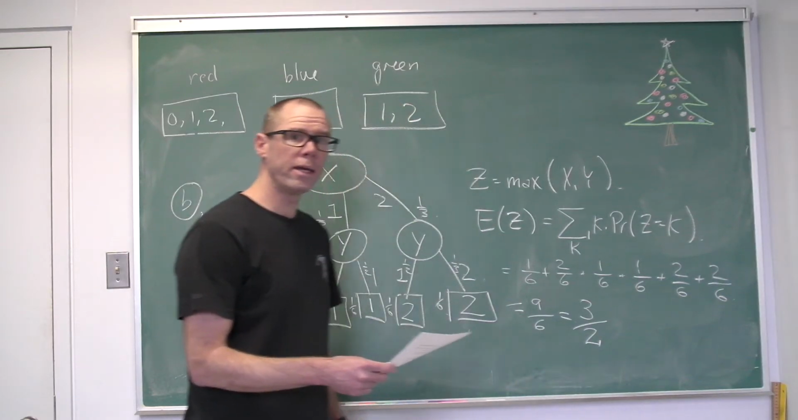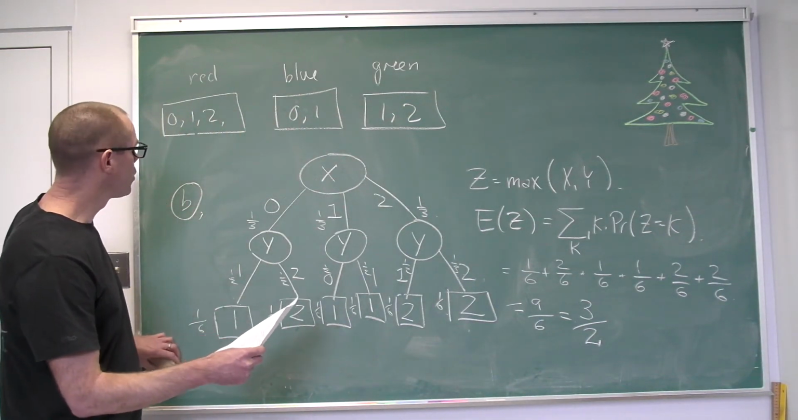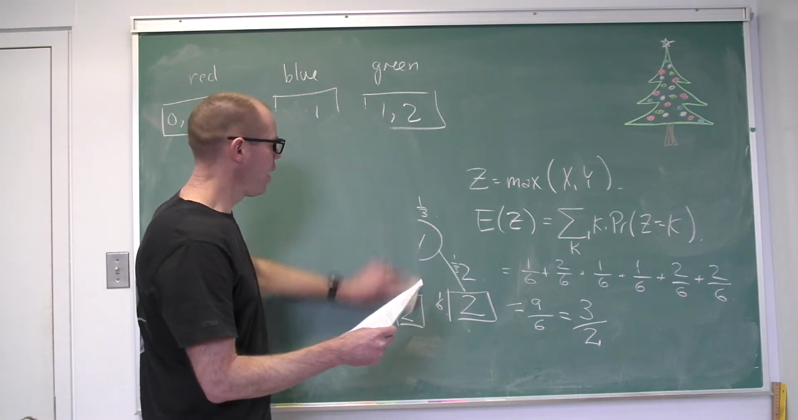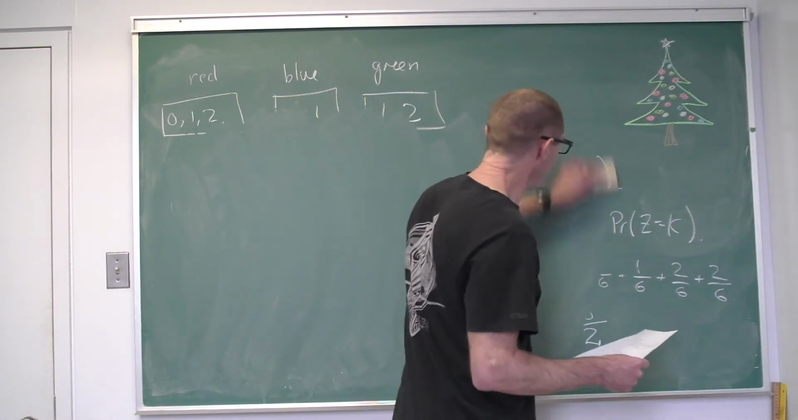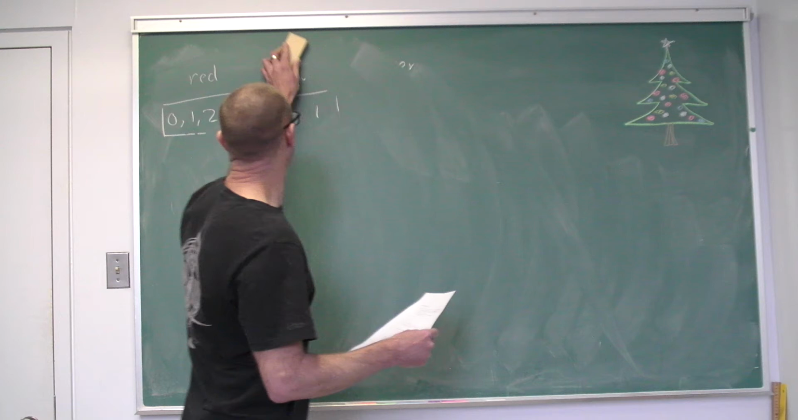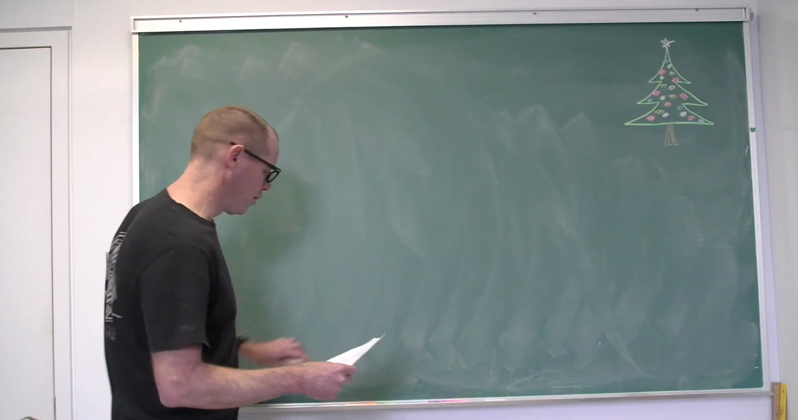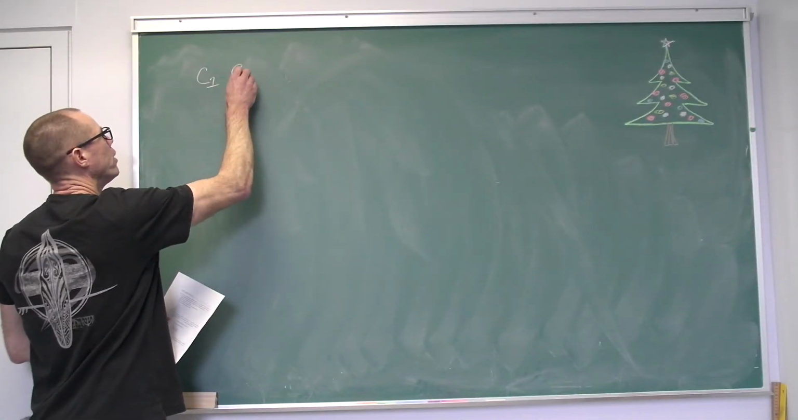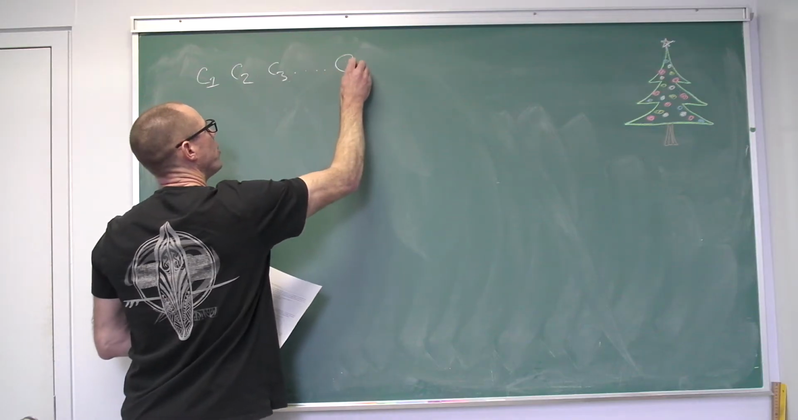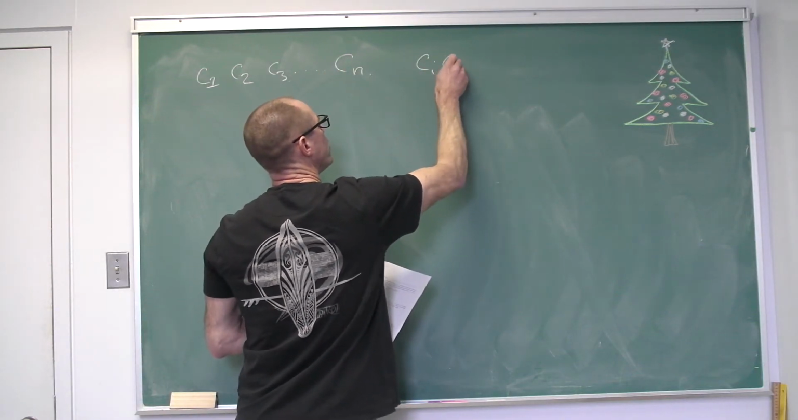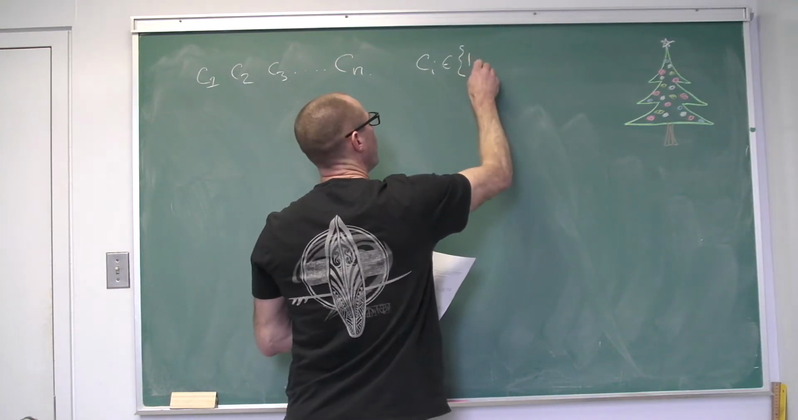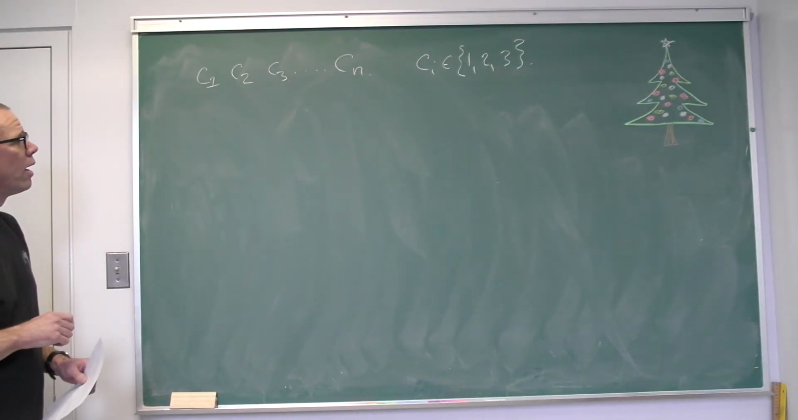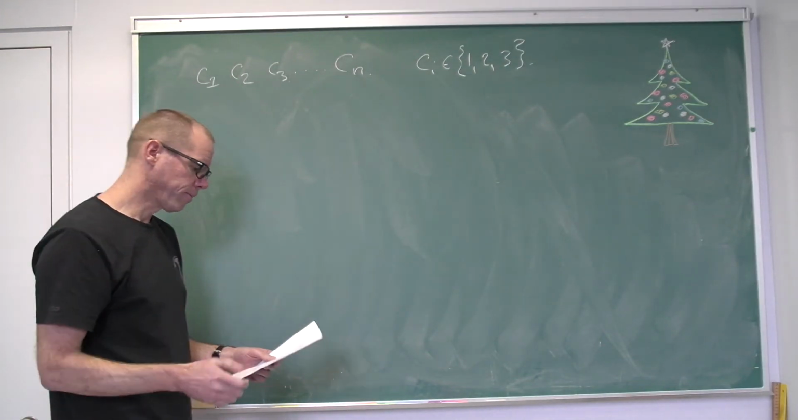Next, question 20. For question 20, n is bigger than or equal to 2, and we have a string C1 to Cn of length n, where the values in that string, so we have C1, C2, C3 up to Cn, each value of Ci comes from the set 1, 2, or 3. And each of those is equally likely.